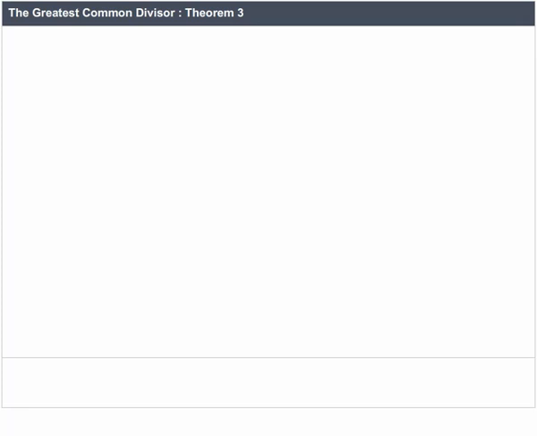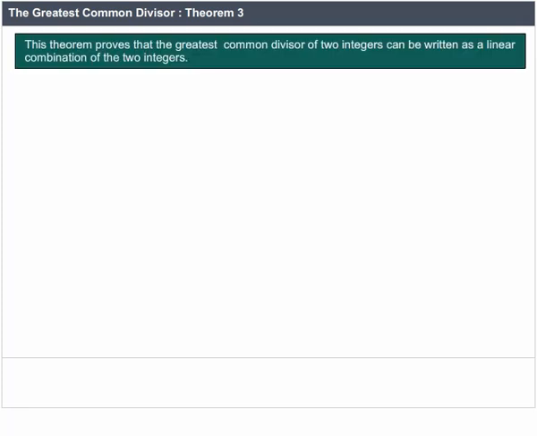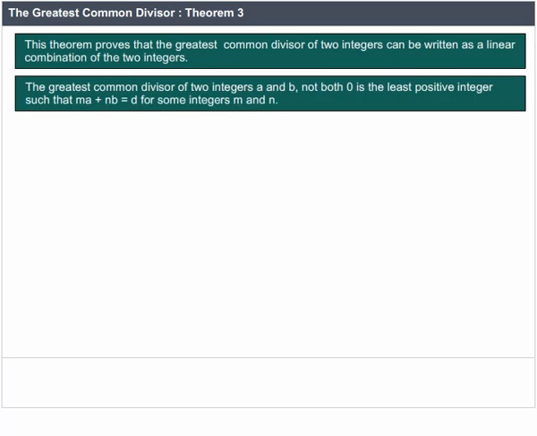The greatest common divisor, theorem 3. This theorem proves that the greatest common divisor of two integers can be written as a linear combination of the two integers. The greatest common divisor d of two integers a and b, not both 0, is the least positive integer such that ma plus nb equals d for some integers m and n.